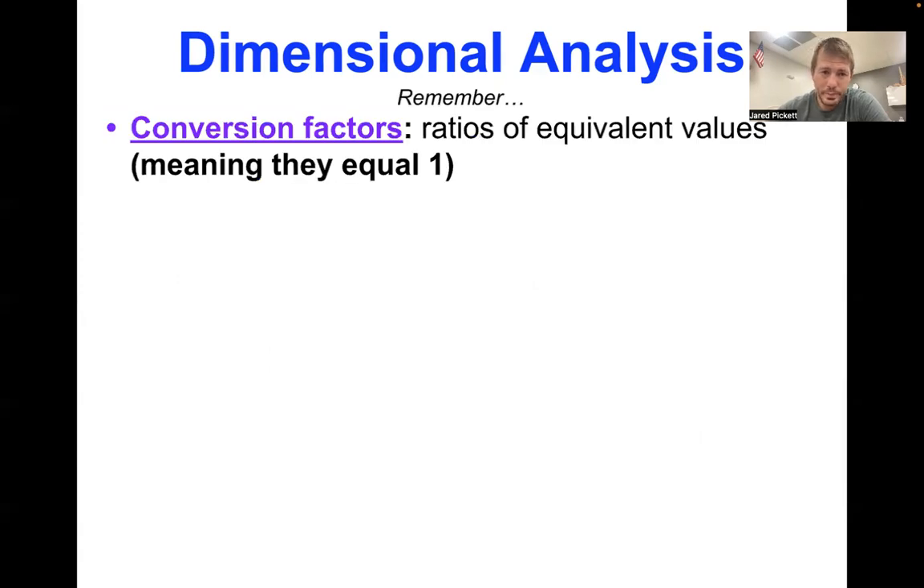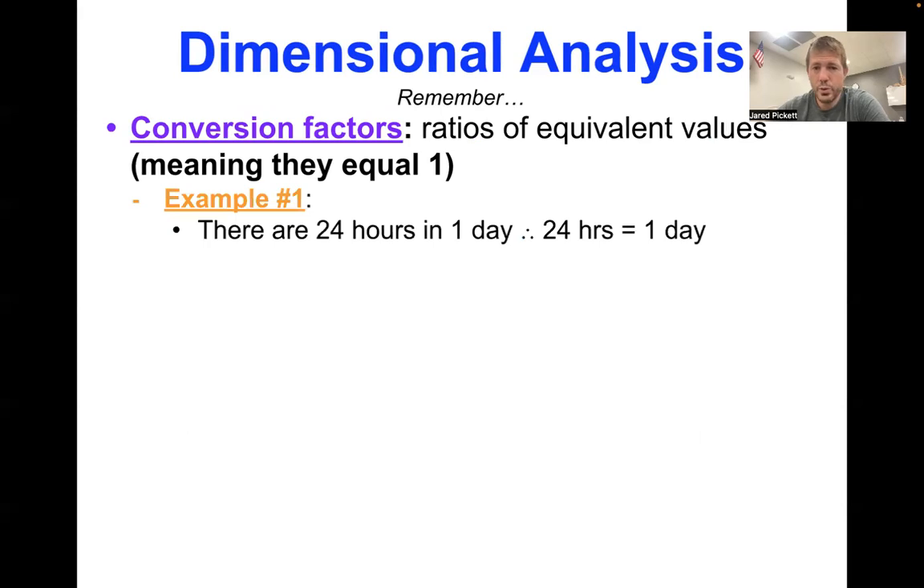So remember that conversion factors are ratios of values that are the same, meaning that they equal each other. So 24 hours in one day. I know the numbers aren't the same. 24 does not equal one, but the value of 24 hours is the same as the value of one day. So when it's talking about equivalent values, that's what it means. It means that it represents the same amount of something.